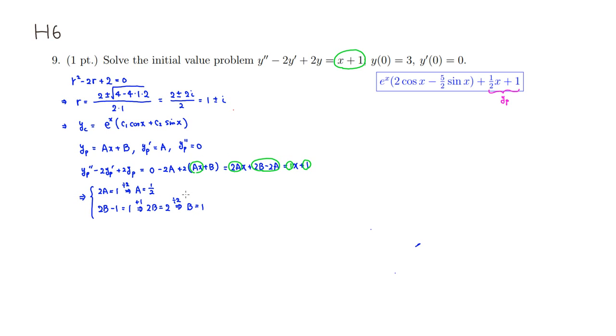So therefore, the particular solution y sub p is going to be, a is 1/2, so 1/2 x, b is 1, plus 1. Right? So that's how you find the particular solution here.